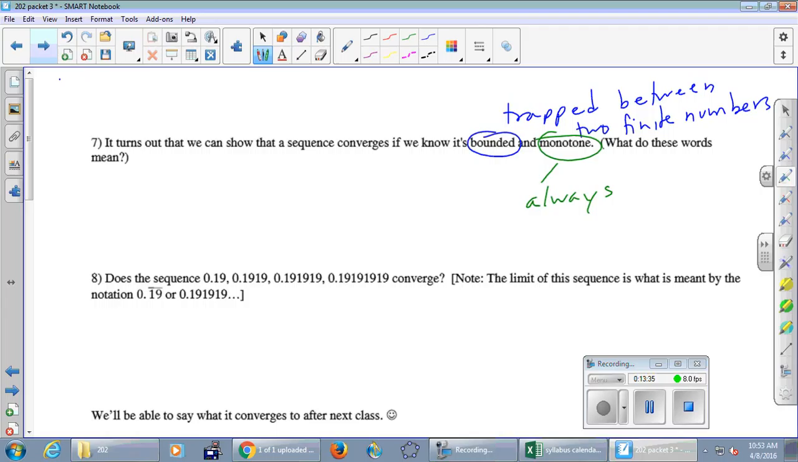What is it? Keeps a sign. What does that mean? Like it's always positive or negative. It's always something, but yeah, that's it. Always increasing or always decreasing. That's what monotone means.